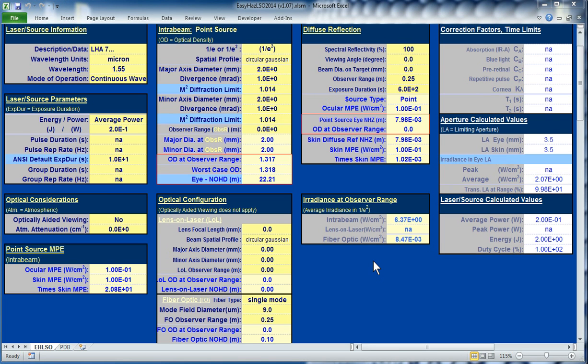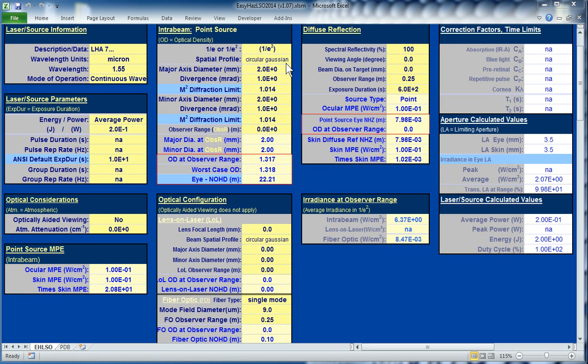Our next example, LHA7, is for a fiber laser. This is the last example we'll do for an industrial style laser. Now, this laser is 1.55 microns, continuous wave. It's 200 milliwatts or 0.2 watts. ANSI default exposure duration is 10 seconds.